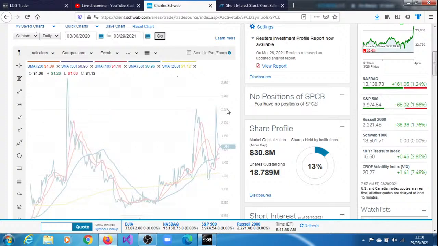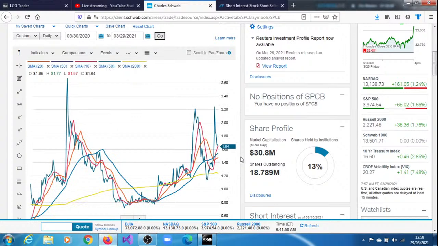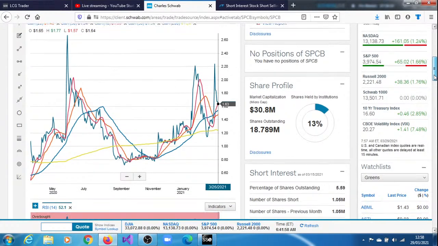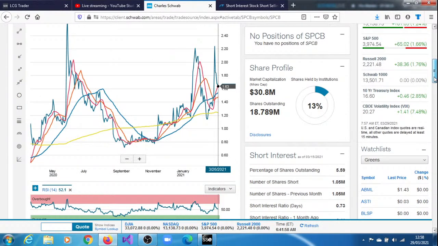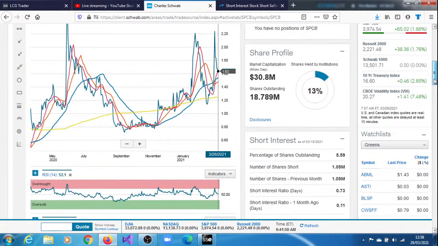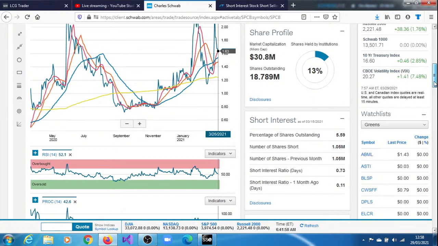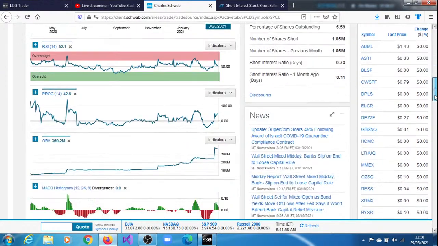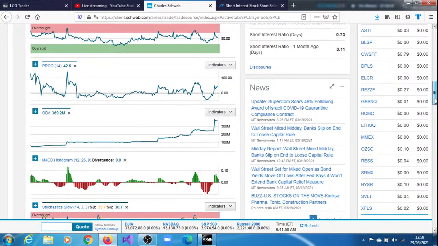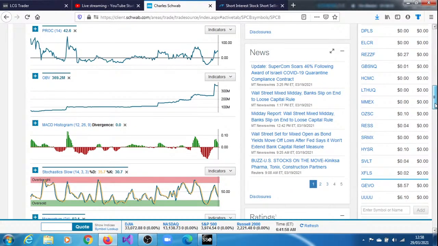Okay, it just converged with its 10-day trend line. So as I was saying, it has a relatively small share float, not so huge. Currently trading at 1.63. There isn't any fresh news concerning Supercom.